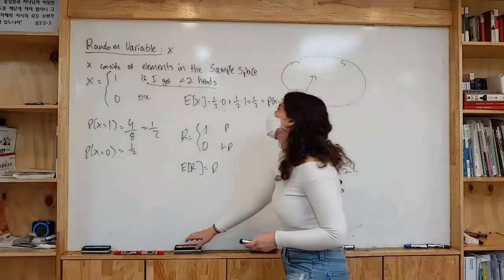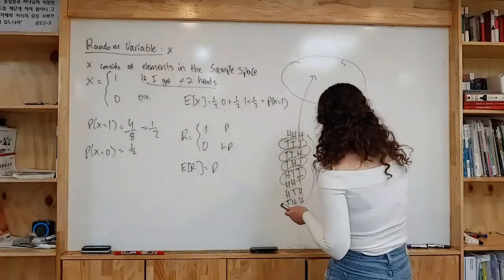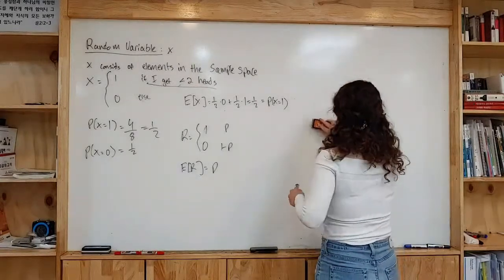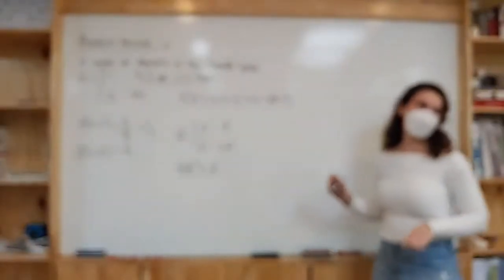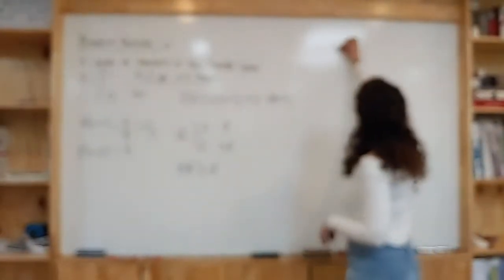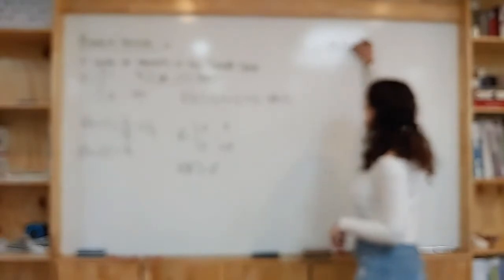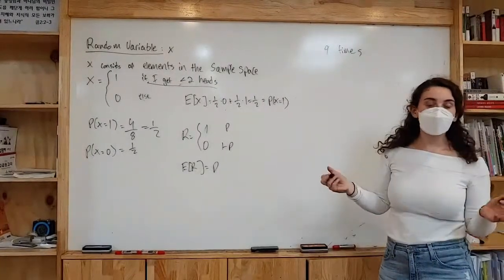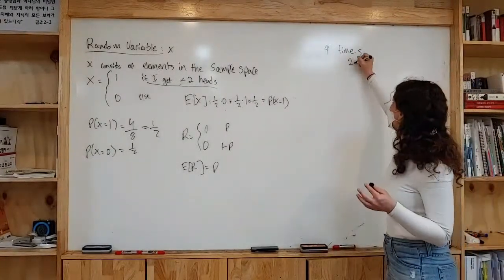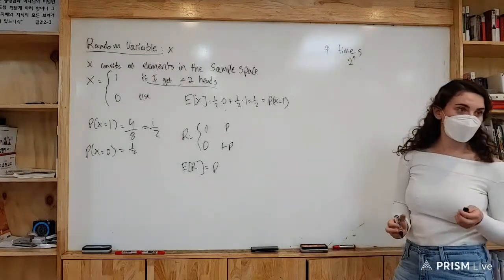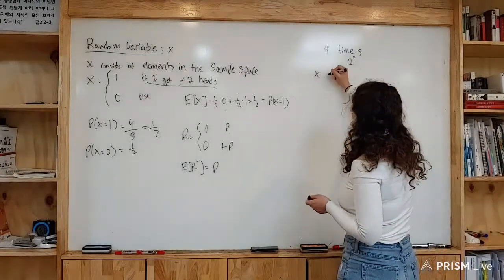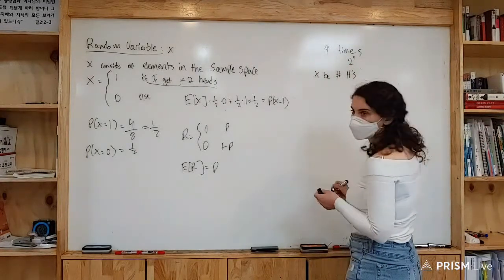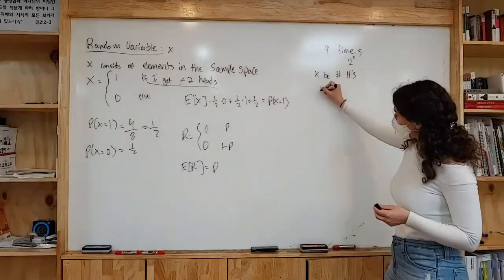So now let's go a little more complicated. Now let's say that I flip a coin 9 times. So how many possible outcomes? 2 to the 9. Alright, cool. Let X be the number of heads. Okay? What is E of X?